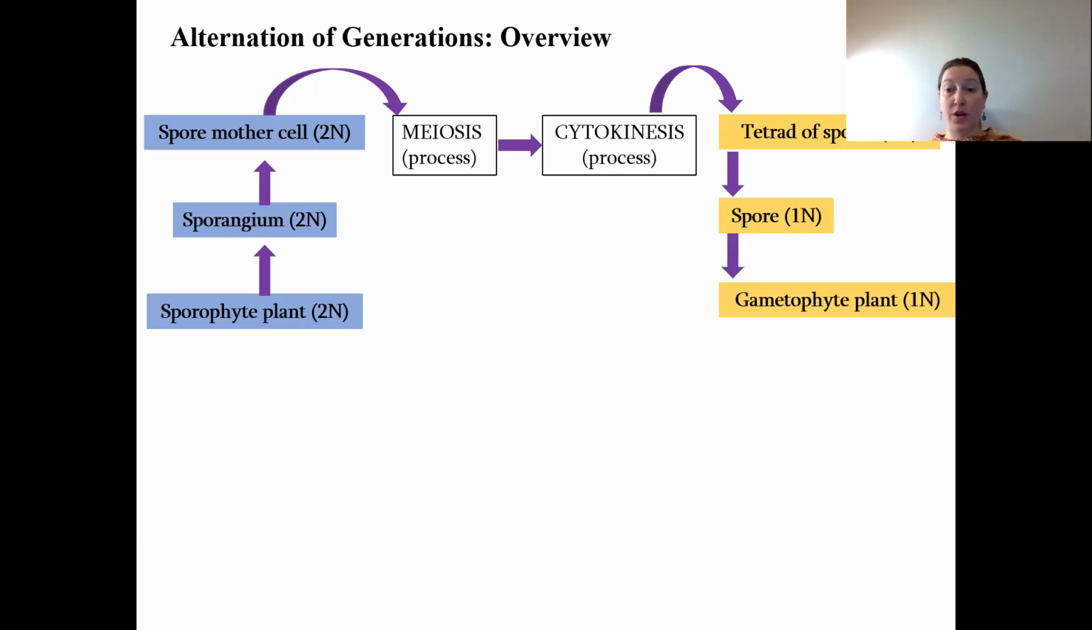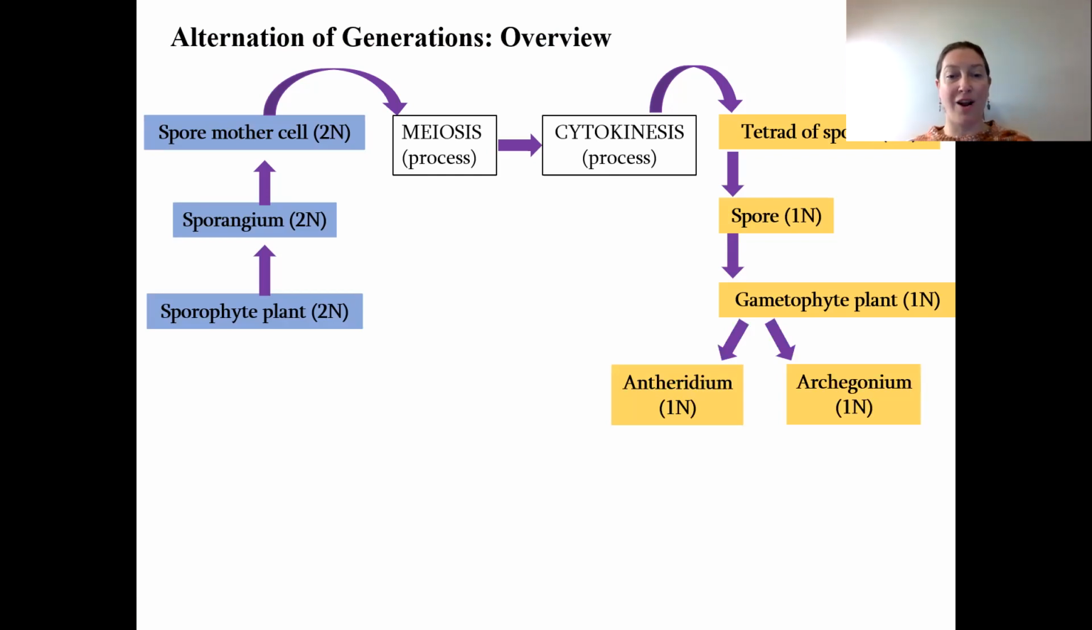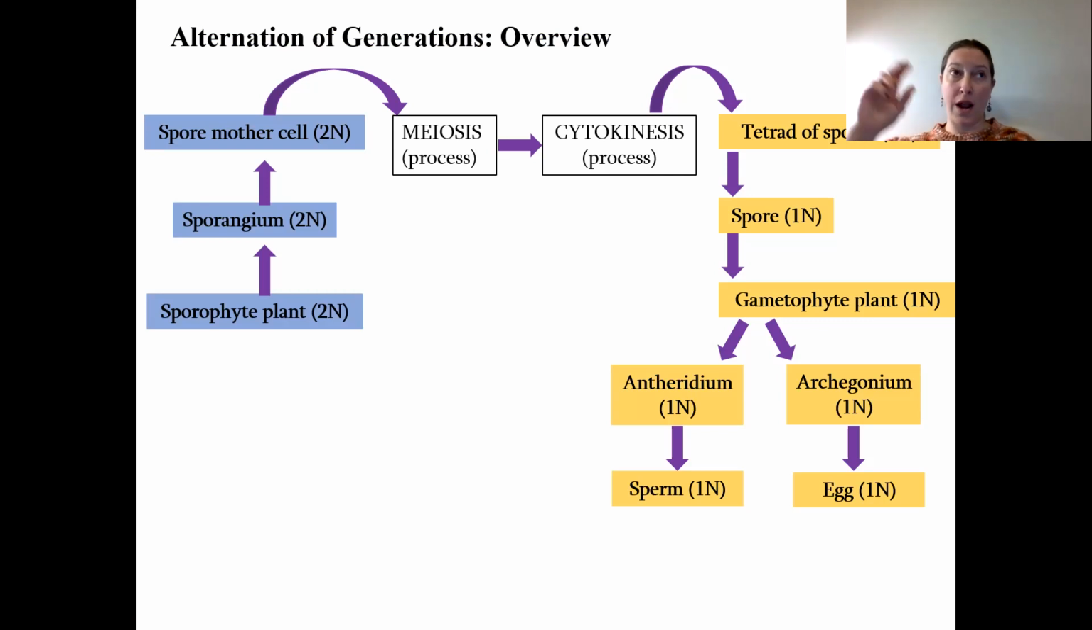That spore is going to grow into the gametophyte plant, which is haploid as well. We just learned gametophyte. It's a phyte, or a plant, that makes what? Gametes. Phyte that makes gametes, egg and sperm. So if it makes egg and sperm, it must have organs on it where egg and sperm can be created, right? There they are. You have an antheridium, which makes sperm, and you have an archegonium that makes egg. And that's going to be via the process of mitosis because you're going from one N to one N.